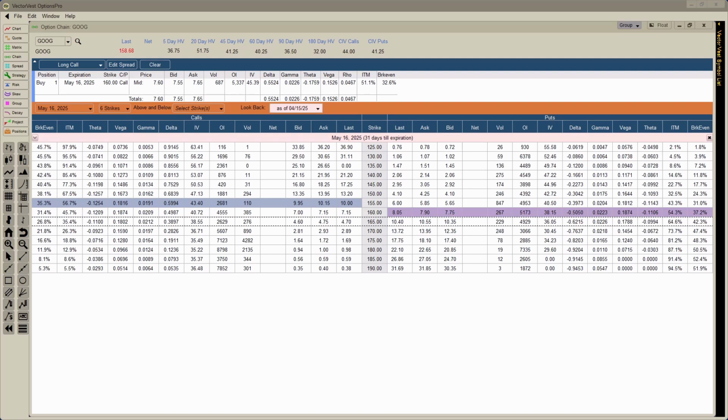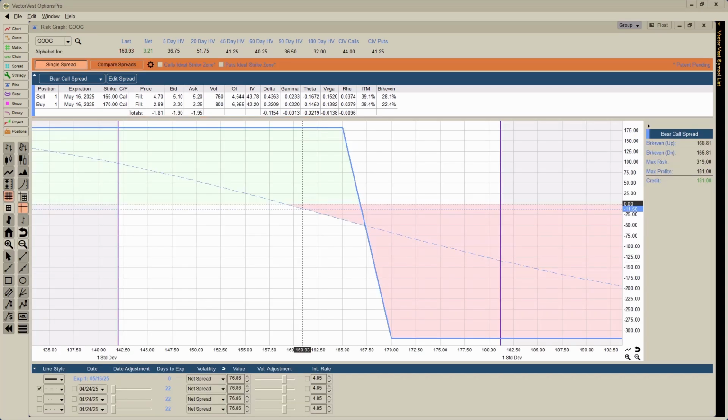Okay, so take a look at this trade. Now, I'm throwing something at you called a risk graph. And don't worry too much about, well, how do I read a risk graph? The risk graph in and of itself is not important. What I want you to do is take a look at the right-hand side of the screen. Look at this number right here, these numbers. This trade has a $181 max profit and only a $319 risk.